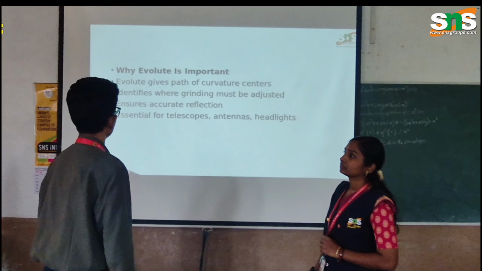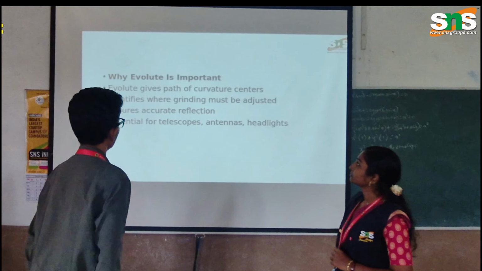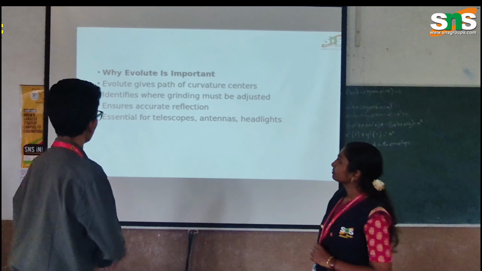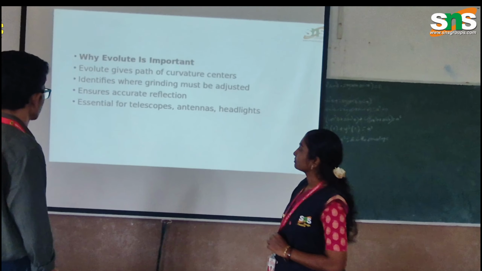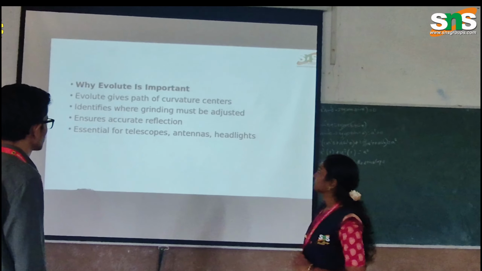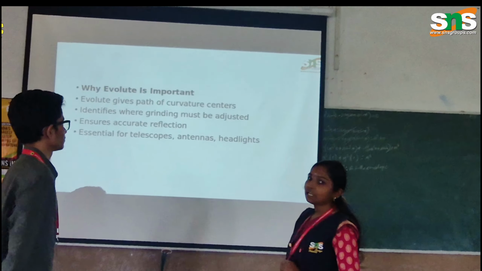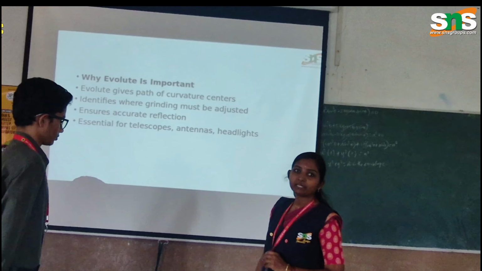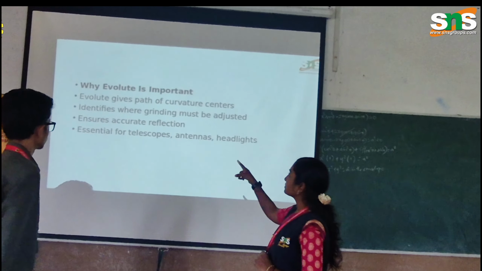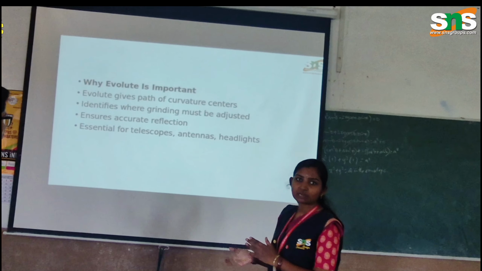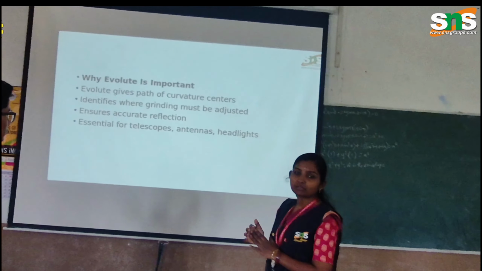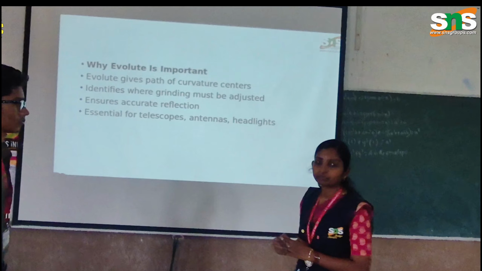Why is the evolute important? The evolute gives the path of curvature centers, identifies where grinding must be adjusted, and ensures accurate reflection, essential for telescopes, antennas and headlights. So this type of parabolic mirror is applied in telescopes, antennas and headlights, where we have a concave parabolic mirror on which we apply the evolute concept.